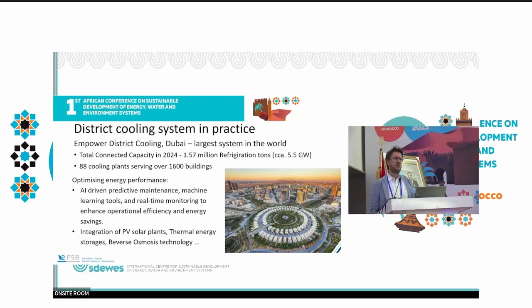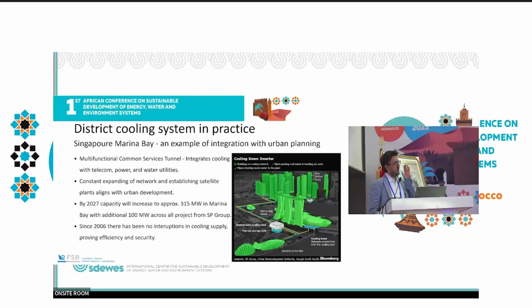So this is a very good example of how a very strategic national policy can define certain technology pathways. Singapore Marina Bay is also a very interesting example. I'm giving it here because it's a very good example of how to utilize shared infrastructure.